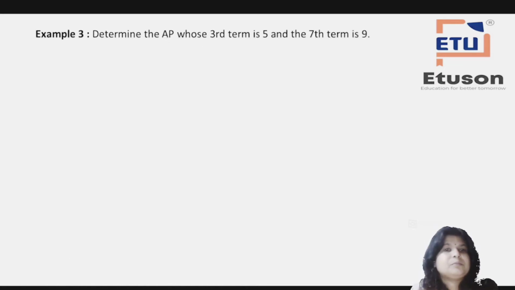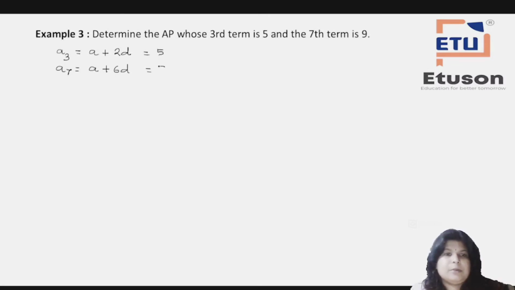Correct. Now, determine the AP whose third term is 5 and the seventh term is 9. So now in this AP, the first term and the common difference are not given, but the third term and seventh term are given. So a3 can be written as a plus 2d, correct or not? a7 can be written as a plus 6d. Now what is a plus 2d? a plus 2d is equal to 5. What is a plus 6d? It is equal to 9.